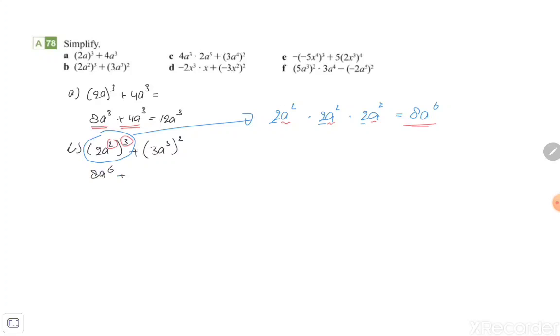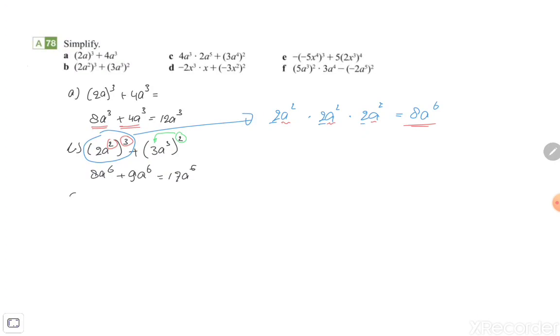If we do exactly the same with the next one, you need to do 3 to the power of 2, and that's 9. And then (a to the power of 3) to the power of 2 is a to the power of 6, because a to the power of 3 times a to the power of 3 is a to the power of 6. And then together it is 17a to the power of 6.